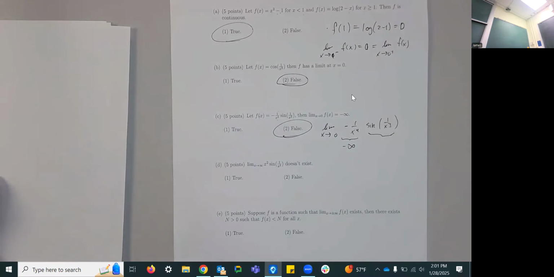It's also important to be efficient with your time, right? You only have, what, 50 minutes to take this test? So if you get stuck somewhere, don't get stuck, move on to the next thing. If you have time, come back.